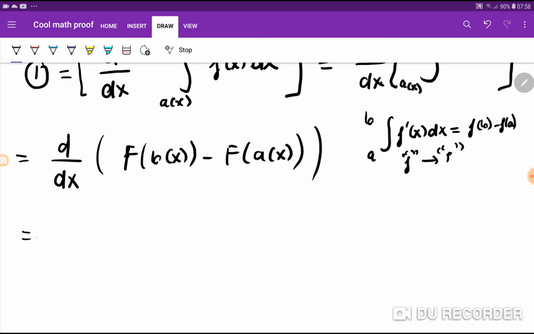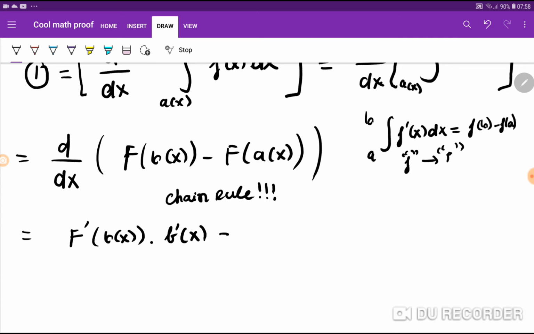Okay, so let's proceed. What is the derivative of b(x) with respect to x? Chain rule, guys. So it would be F prime of b(x) times b prime(x), then minus F prime of a(x) times a prime(x). What does it mean? F prime of b(x) means you take F prime first with respect to x, and then you plug in b(x). Then you multiply by the derivative of b(x) with respect to x. That's what b prime(x) means.